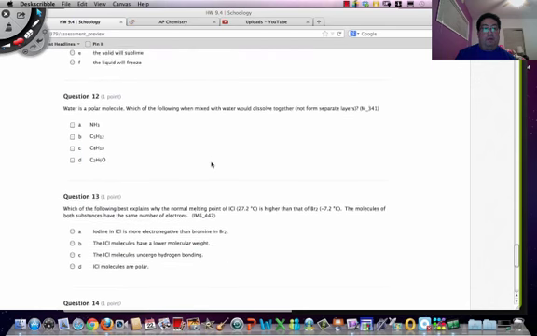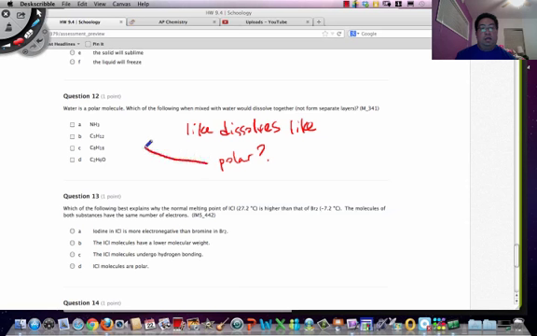For 12, we have water is a polar molecule. Which of the following would mix with water and not dissolve? So remember, like dissolves like. You probably remember this from biology, right? What that means is since water's polar, you're trying to figure out which one of these choices is polar. And there could be more than one. I see two, so there's a hint. But look at these structures and try to figure out which ones would be polar versus nonpolar.